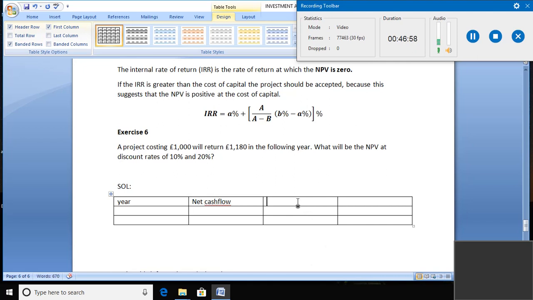Then we have the DF, our popular DF discounting factor. You can get that from the table. So this one is going to be at 10% because we are given 2 rates there. So let's start with the 10%. Then we have the present value amount. So what we have, investment in year 0 and the cash inflow in year 1. What's the investment in year 0? We are told this is 1,000 pounds. And what's the cash inflow in year 1?